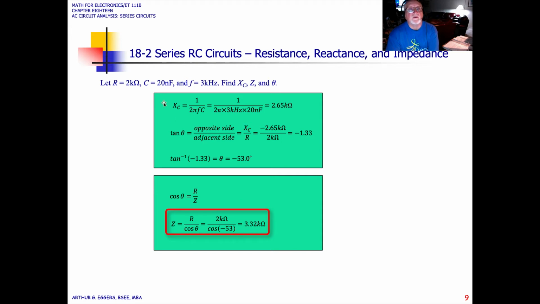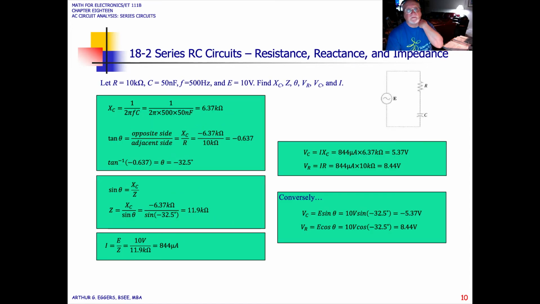Okay, so the circuit would be 2K minus j2.65 K ohms as the rectangular coordinate values.